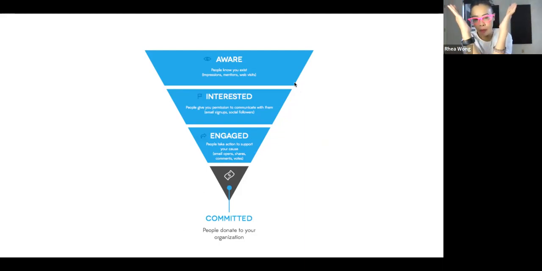there is a donor funnel, right? A funnel is wide at the top and narrow at the bottom. At the top of the funnel is awareness. Literally, who are you? People need to know you exist in the world. The mistake that many fundraisers make is thinking that all we need to do is tell people about us, and then straight away they'll give us money, right?